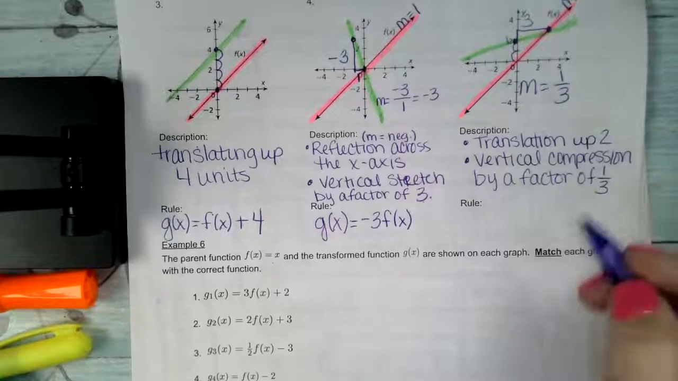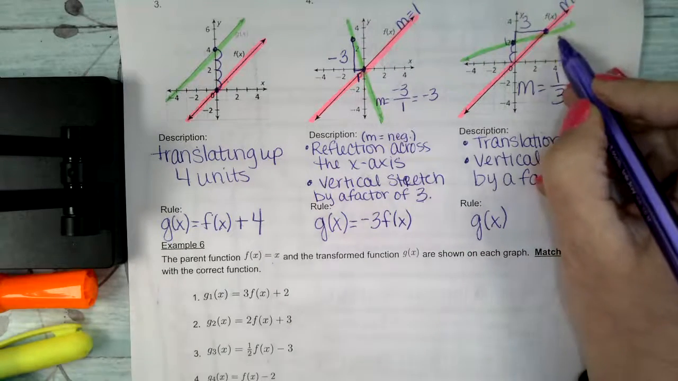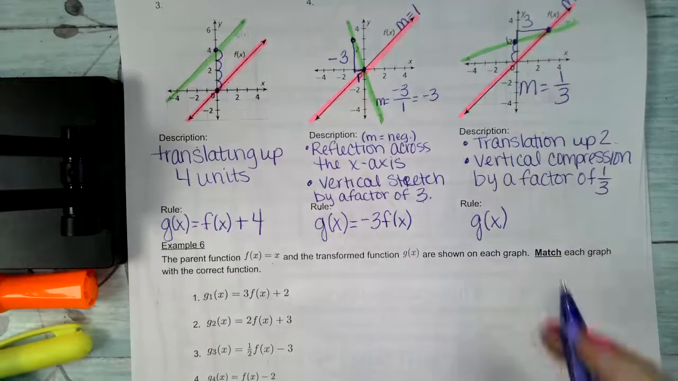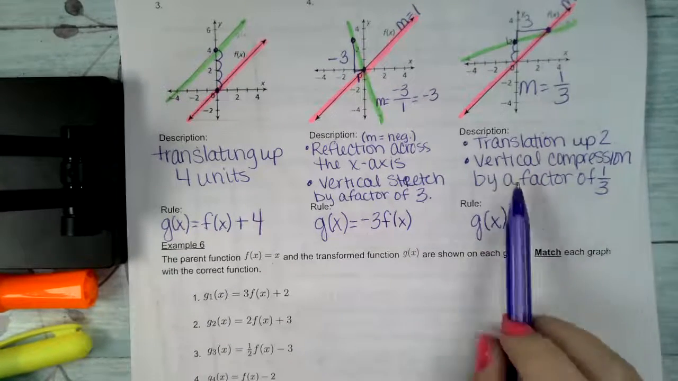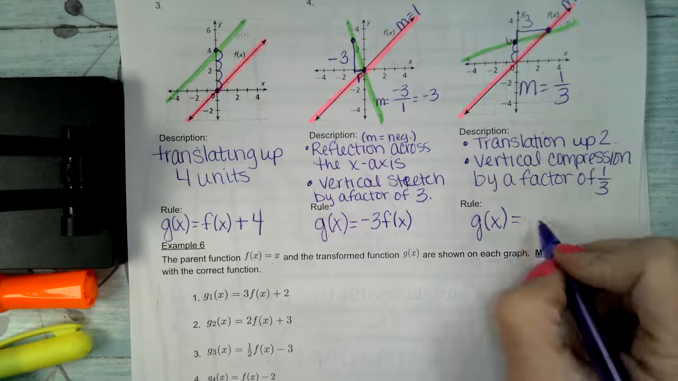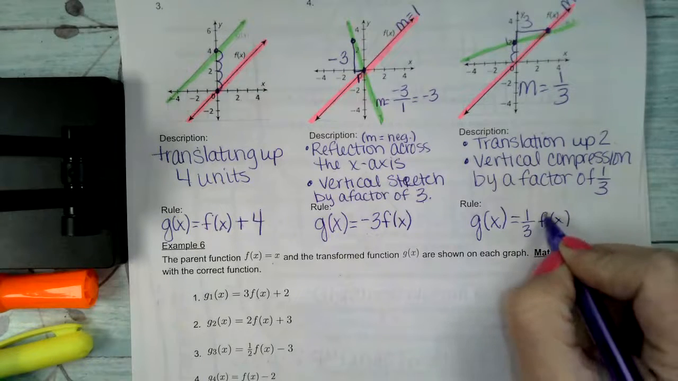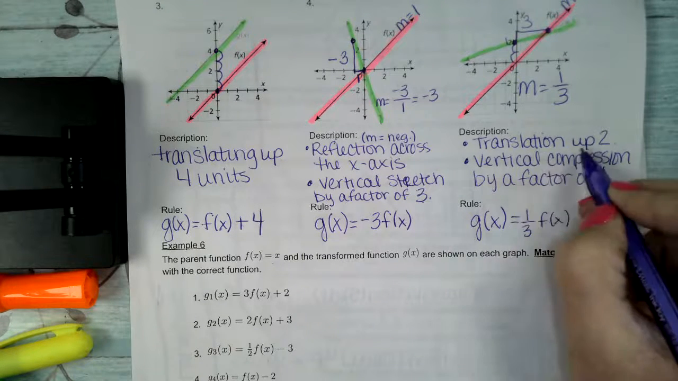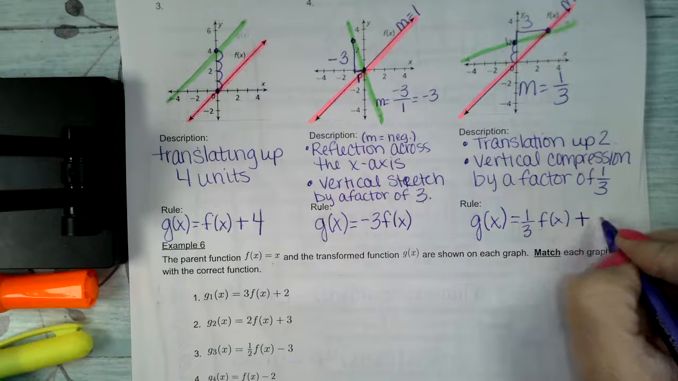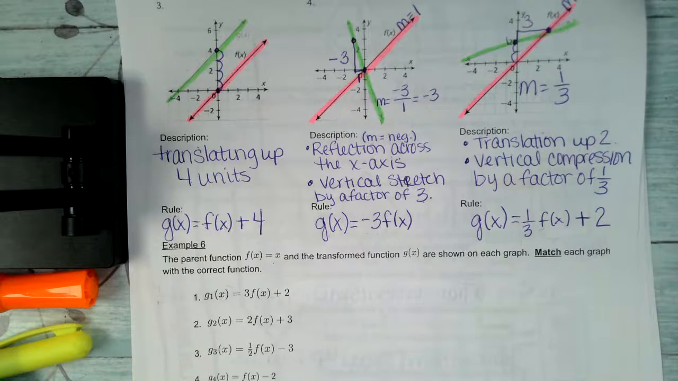The last one here, we start with g of x, because that's what the line is titled here, g of x. And it's dealing with changes in the slope and the y-intercept. So 1/3 is being multiplied by the x. Remember, f of x represents x. And then it's translating up 2. So I'm going to do plus 2. Up means to add. If it was going down, I would have done minus 2, but it's not.